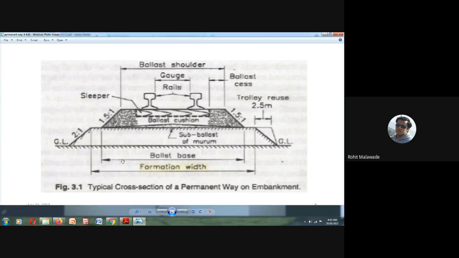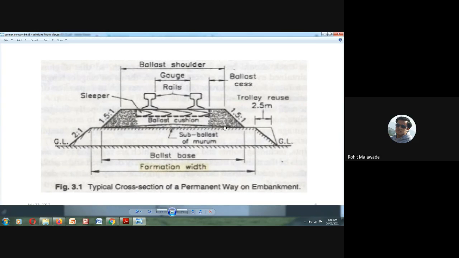The number of tracks to be laid. Now, this width of formation will depend upon how many tracks will be moving on this particular formation level. Since we are going to have one permanent way or one railway track, the formation width will be a bit less. If we have two, the formation width will increase.